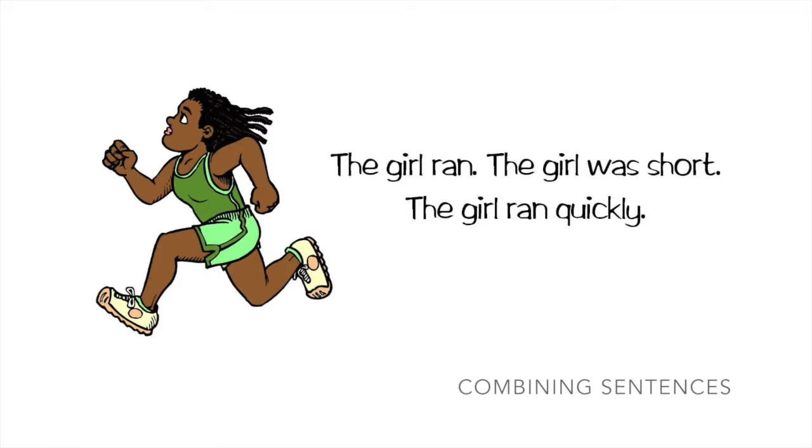So let's take a look at how we can combine these sentences to make a shorter one that doesn't sound quite so choppy. In order to combine these sentences, let's identify the main parts of speech in these sentences that we want to combine. First, who or what are we talking about here? What is our common subject among these 3 sentences? Well, it's the girl. So girl is our subject. Next, what did the girl do? What is our verb here? Okay, well, the girl ran.